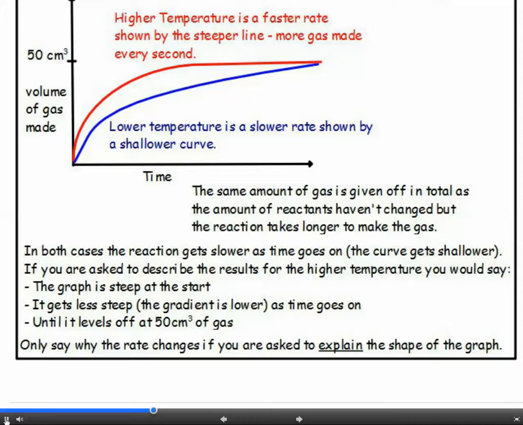And if you are asked to describe the shape of the graph, there are three key things to say. The graph goes up steeply at the start, the graph gets less steep as time goes on, it levels off at 50 centimeters cubed of gas. Don't explain why the changes occur unless you are asked to.